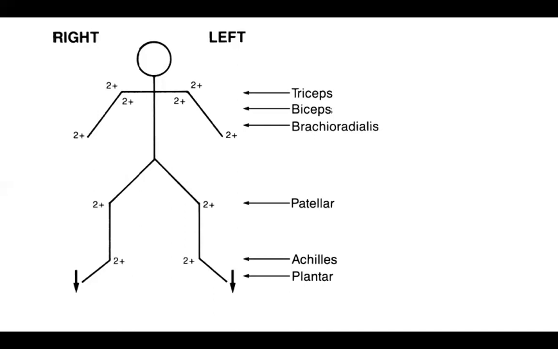So your book talks a little bit about clonus. Clonus is just a repeated reflex muscular movement. It occurs with some upper motor neuron diseases.